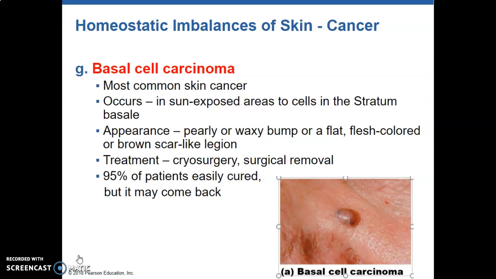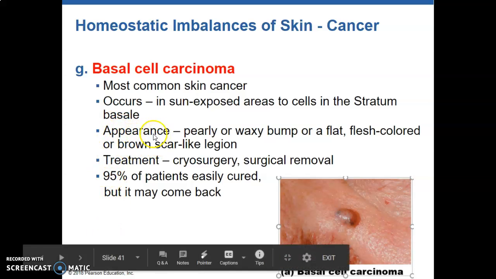And this is what it looks like, basal cell carcinoma. So you can see in this appearance description right here that it appears like kind of a waxy bump, and it's flesh-colored, and it might have some brown in it. You can see a little bit of color right here and a little bit of color right there.